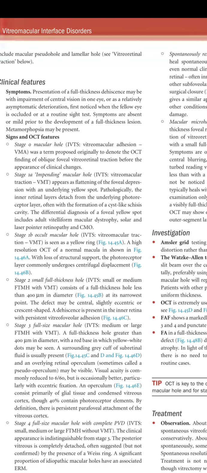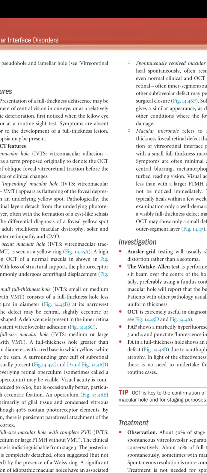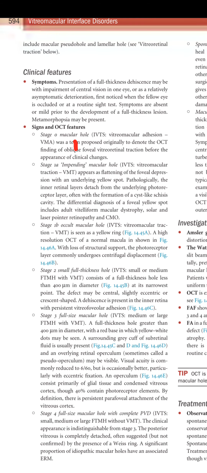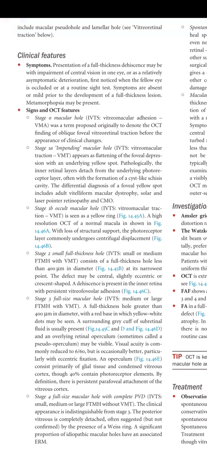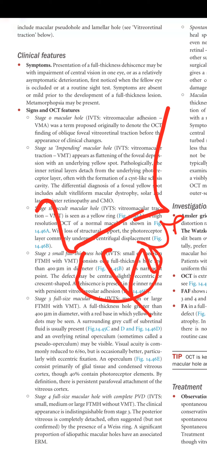Signs and OCT features. So there are 4 stages of the macular hole, from 0 to 4: 0, 1, 2, 3, 4. Stage 0 macular hole, IVTS, which is a vitreomacular adhesion, was a term proposed originally to denote the OCT finding of an oblique foveal vitreoretinal traction before the appearance of a clinical change. So basically there is a traction on the fovea without any changes in the fovea, which is also known as a vitreomacular adhesion.